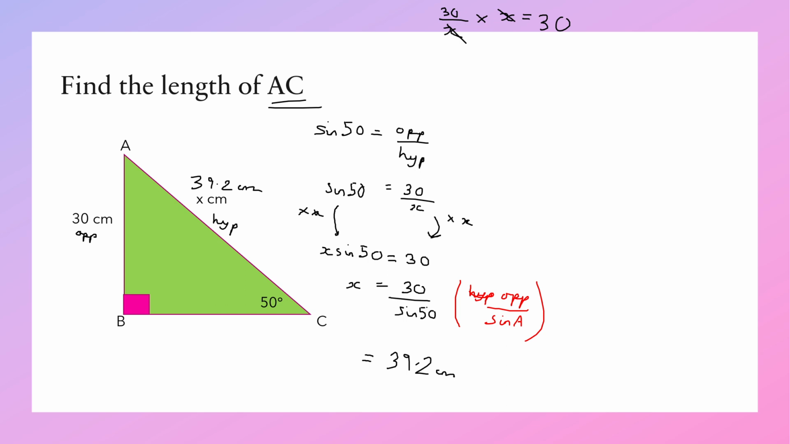Another way to think about it is if the sine of an angle equals opposite over hypotenuse, the opposite can never be greater than the hypotenuse, so it has to be less than 1. And if you're dividing by any number less than 1, you're getting a larger number as a result. So if I do 30 over 0.5, what's that going to give me? That's 300 over 5, and that's the same as 60. So that's another way of remembering it or thinking about it. So I'm getting 30 over sine 50.